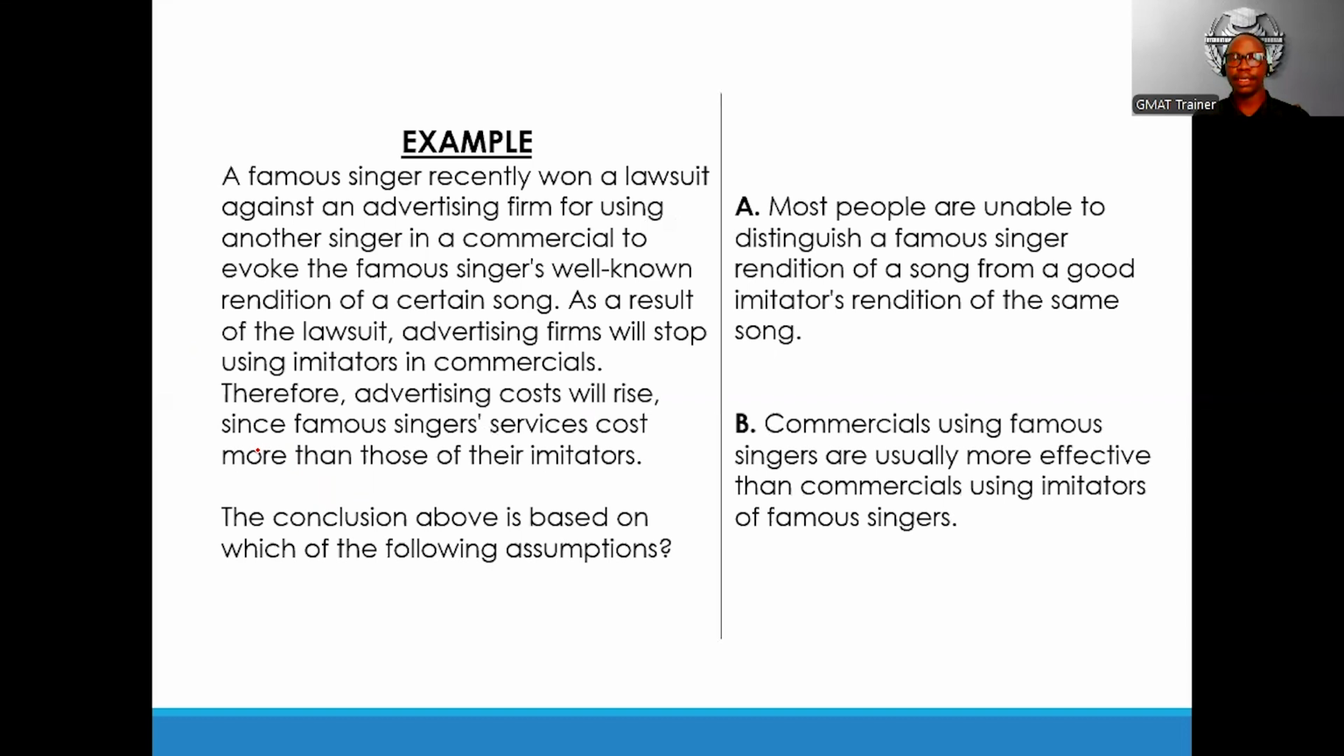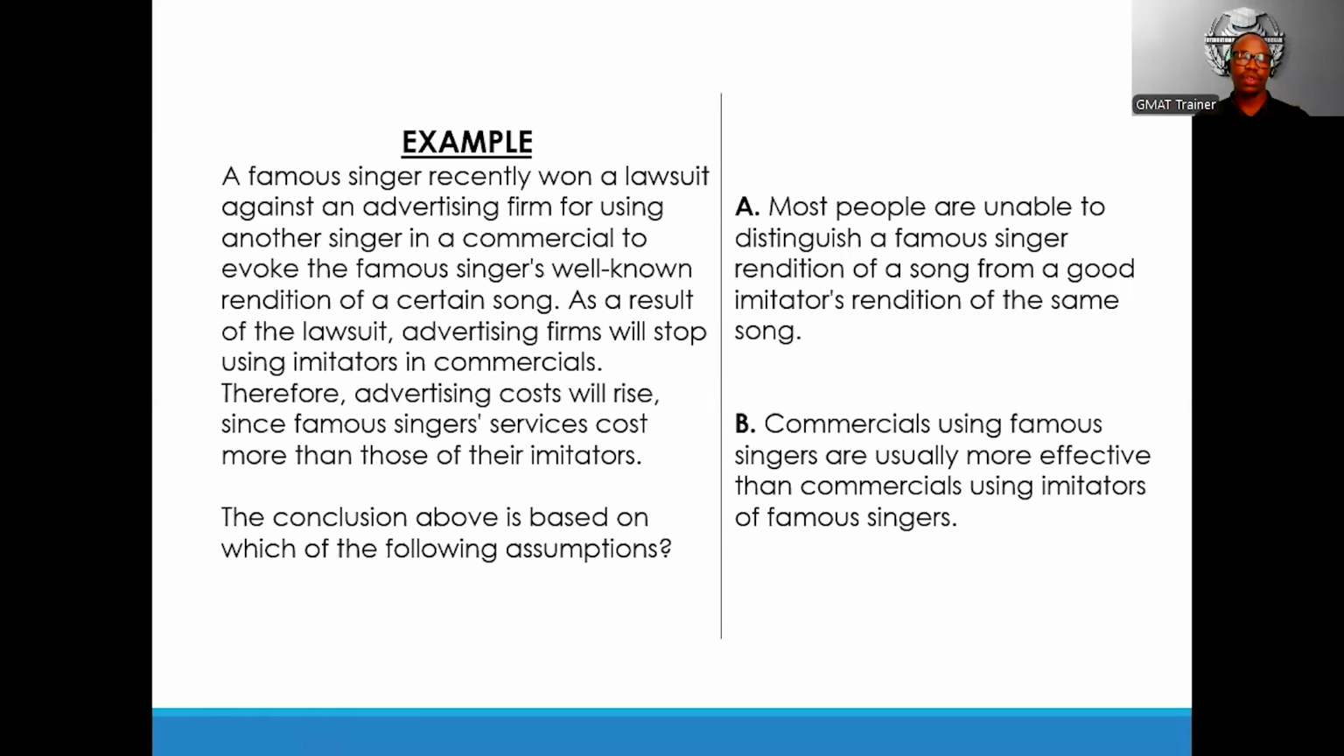Now, let's put this in practice. What you have on your screen, you can pause it and attempt the question, then follow the discussion thereafter. The question goes: A famous singer recently won a lawsuit against an advertising firm for using another singer in a commercial to evoke the famous singer's well-known rendition of a certain song. As a result of the lawsuit, advertising firms will stop using imitators in commercials. Therefore, advertising costs will rise since famous singers' services cost more than those of their imitators. The conclusion above is based on which of the following assumptions?